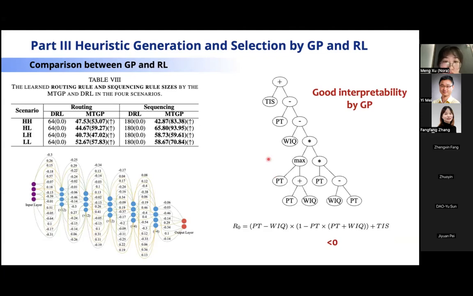This tree structure can be simplified to a function, and then we can analyze this function. For example, we can know which part may be negative, and also, based on the definition of terminals, whether this rule prefers a machine with a higher processing time or a lower processing time. So compared to reinforcement learning methods, genetic programming can provide good interpretability.